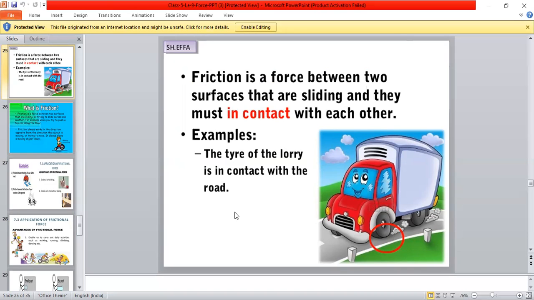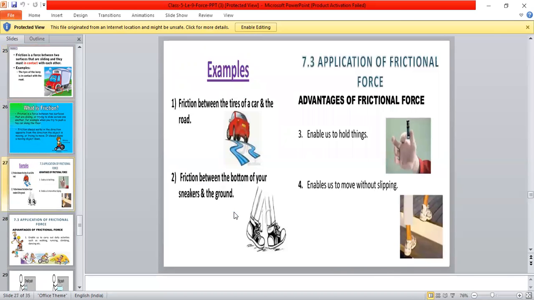Now let us see what are the advantages of friction. The frictional force helps to move the cars, the vehicles. It helps us to walk on the floor. It enables us to hold things. It also helps us to move without slipping.